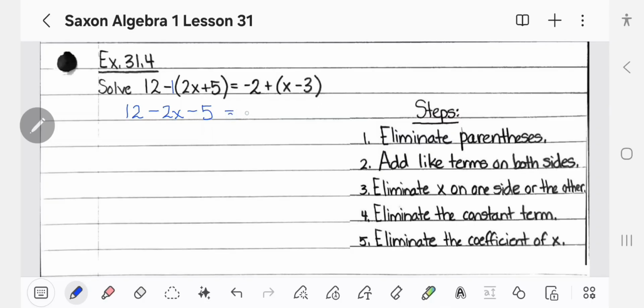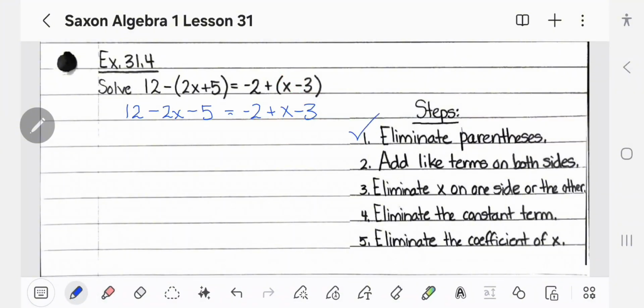Then we're going to say equal to -2. This is plus x minus 3. There's nothing multiplied by it, so we can take those parentheses out. We don't need them. And that sometimes happens, and you have to be able to recognize when you need the parentheses and when you don't. So in this case, because there was a minus sign in front of the parenthesis, we had to distribute that. But there's a plus sign in front of this one, and when you distribute a plus, it's the same thing. So we don't need that.